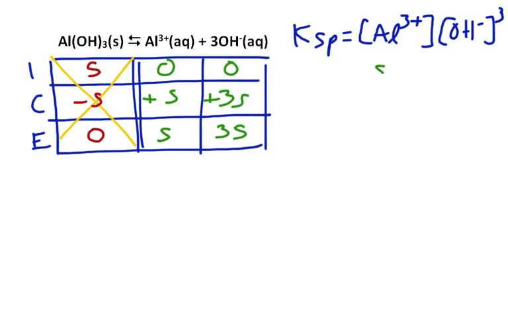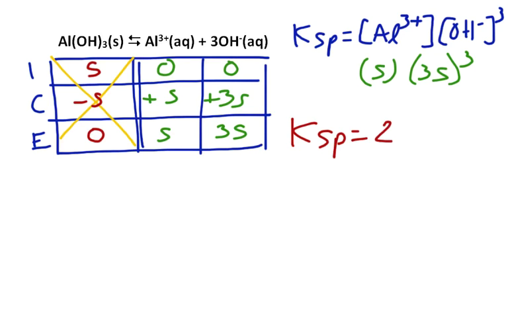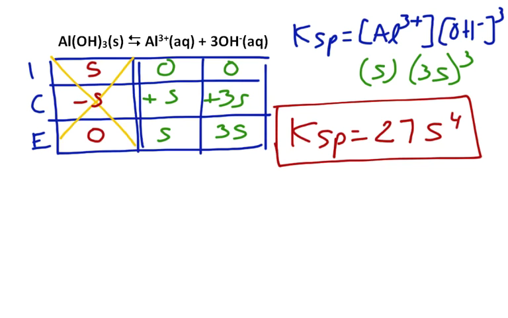When we put it into our expression, we have S, and this one is (3S) cubed. So like we had before, where it was (2S) squared, this guy's going to be (3S) cubed, so it gets tripled and cubed. It has a double whammy on that. So when we get done with this, we can see Ksp is equal to 3 times 3 is 9, times 3 is 27. So 3 cubed is 27. We have S cubed times S, so it's S to the 4th. So Ksp equals 27S to the 4th.